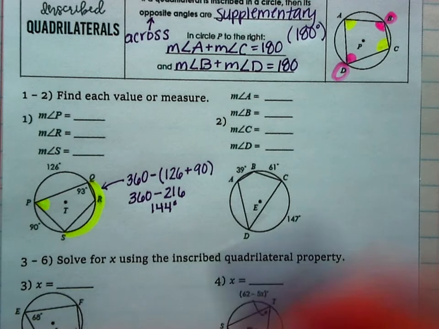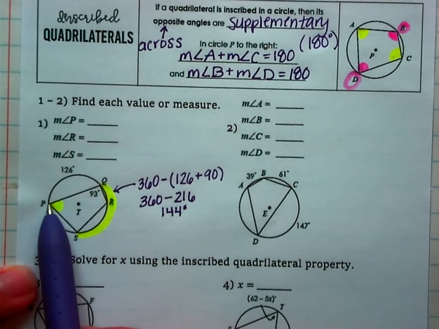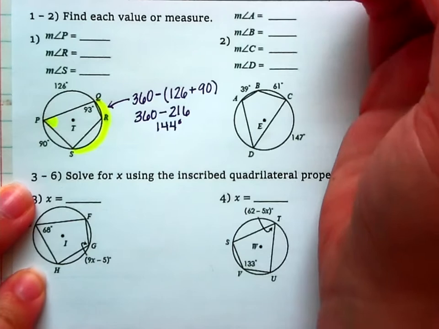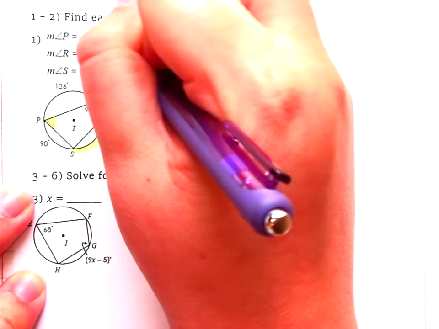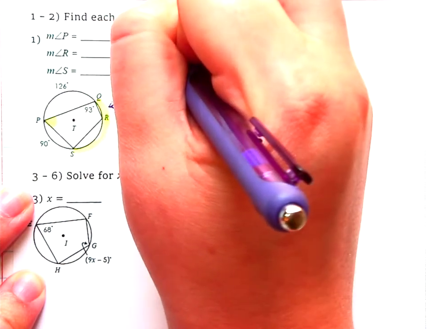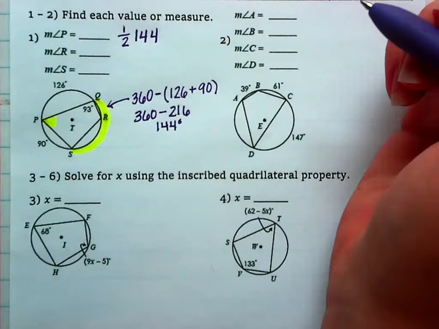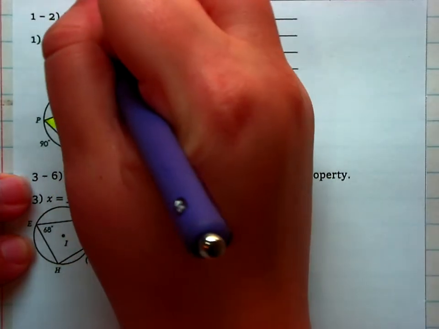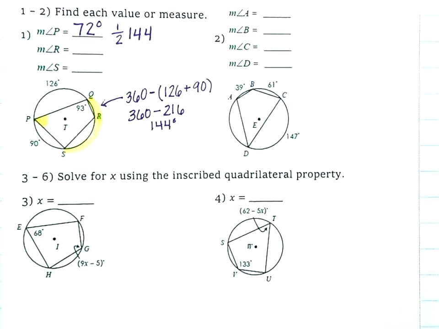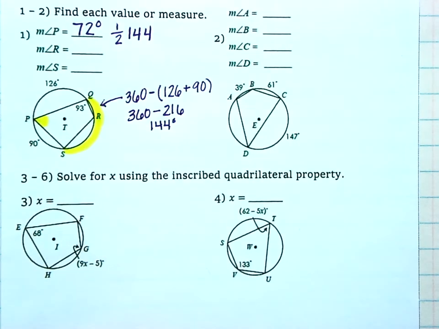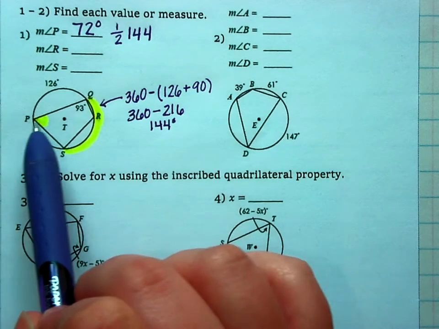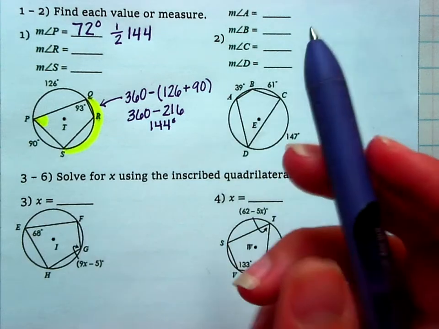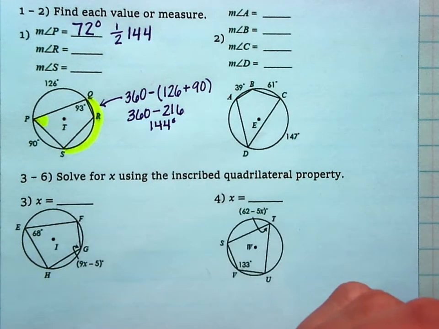We want its inscribed angle. So P is actually half of 144. So P is 72 degrees. So just remember the layers here, okay? It was an inscribed angle, and so we figured out the arc, divided it by 2 to get the angle. The angle is always smaller than its arc.